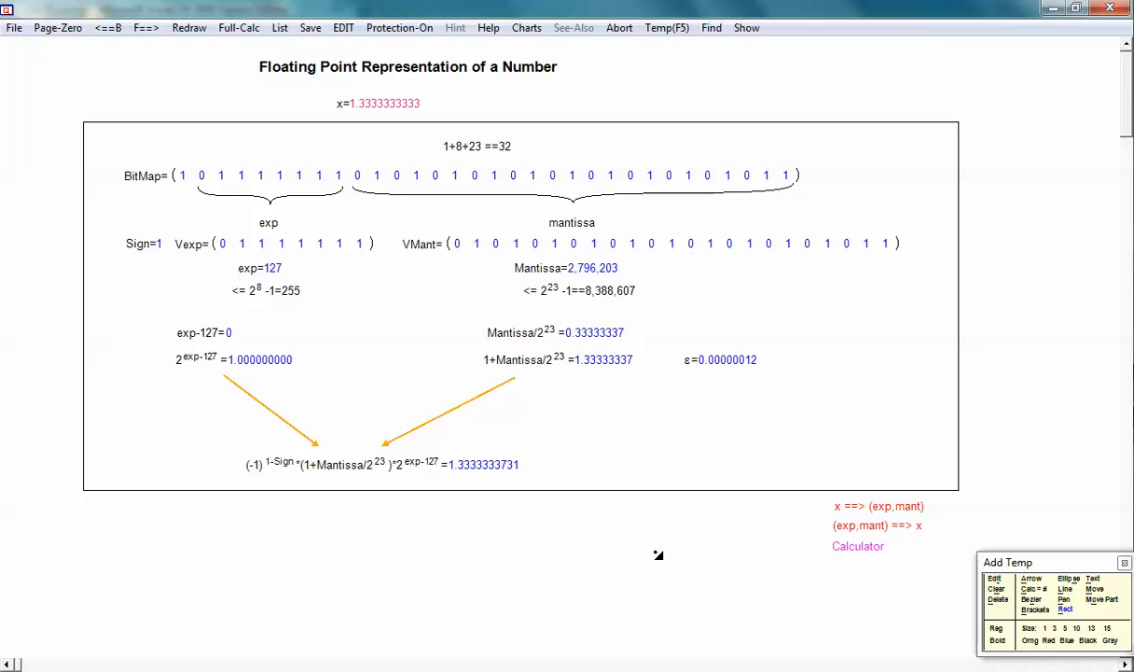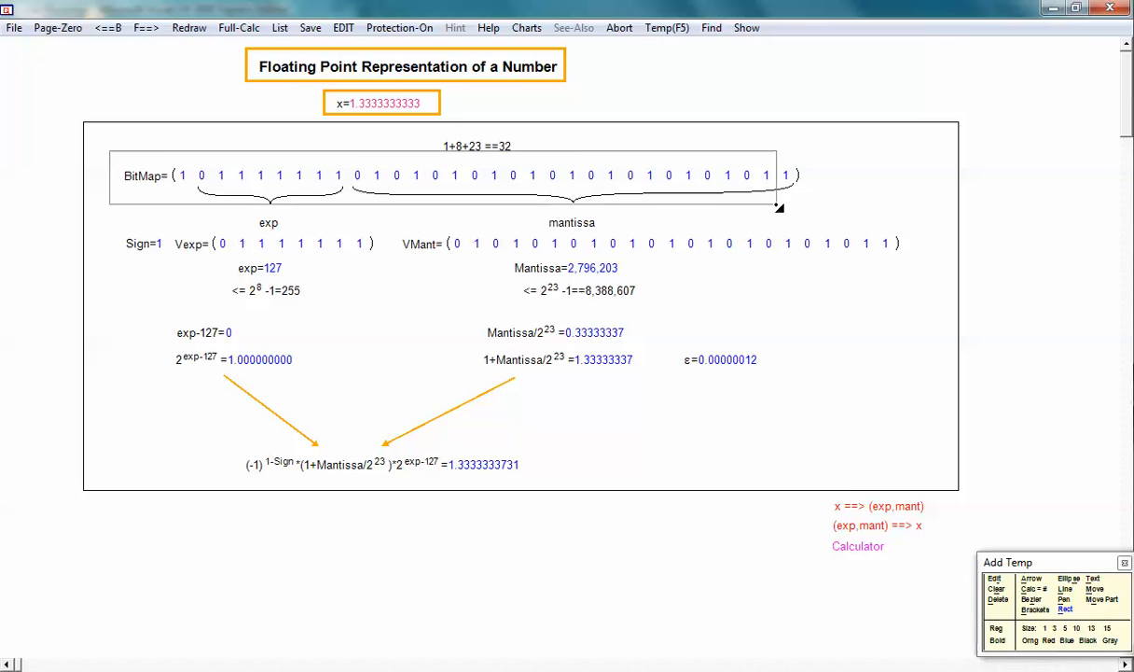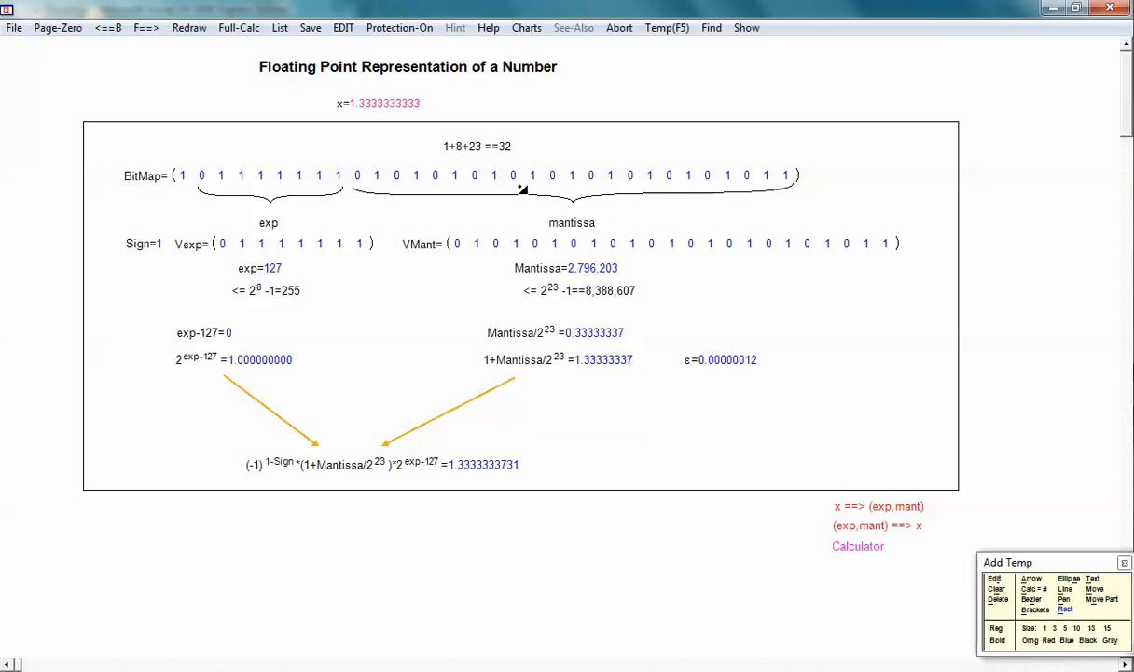In this video we're going to talk about the floating point representation of a number, and let's say the number is x. And what do we mean by the floating point representation? Well, every number is stored in the computer as a sequence of bits, and this is the bit map for a floating point number. It has three parts, or that bit map is broken into three parts.